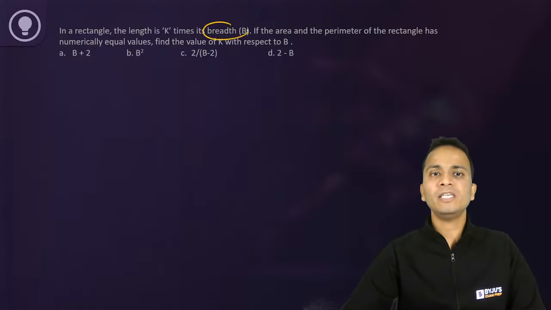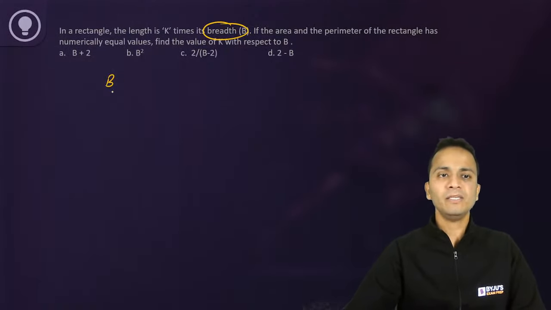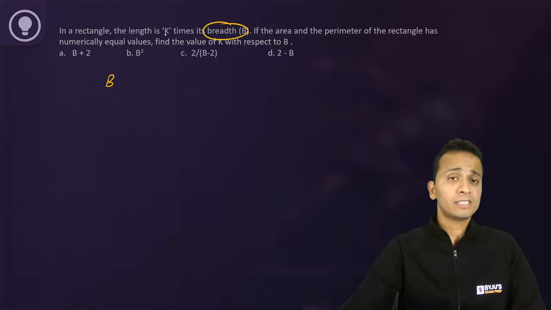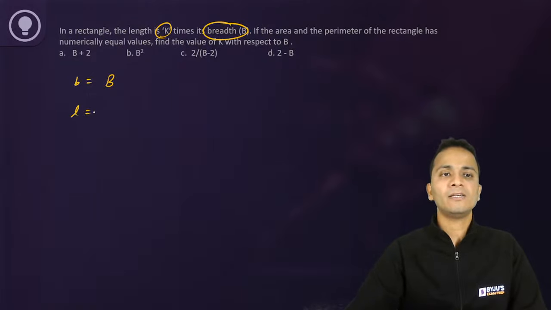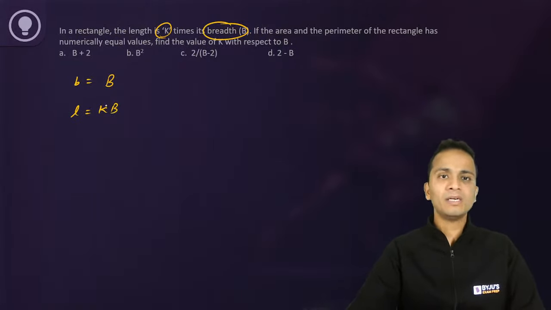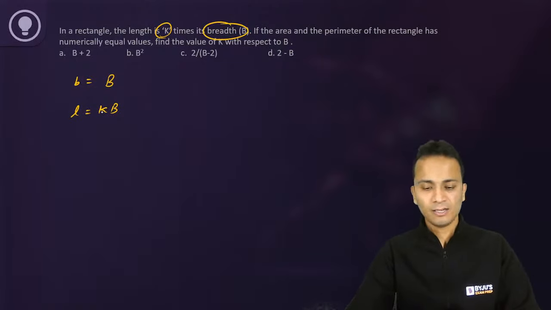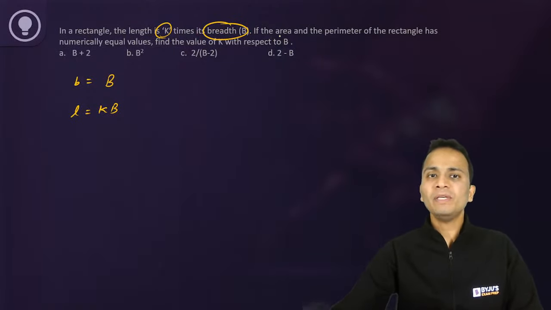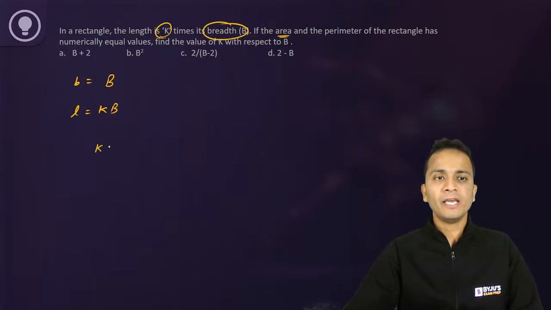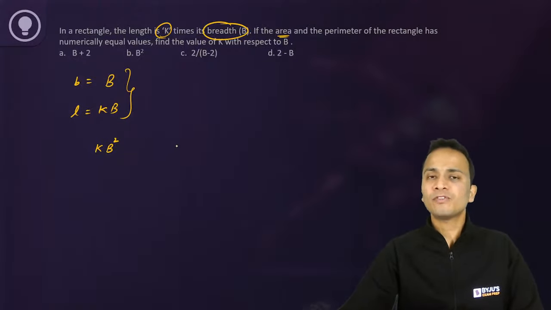So breadth of the rectangle is B. So I can say that length, it is given as K times B. So B is the breadth and K into B will be the length of this rectangle. All right. Now what will be the area of this rectangle? Area will be length into breadth. It will be K into B square. I'll multiply these two, and the perimeter of the rectangle will be twice of L plus B. So twice of KB plus B.